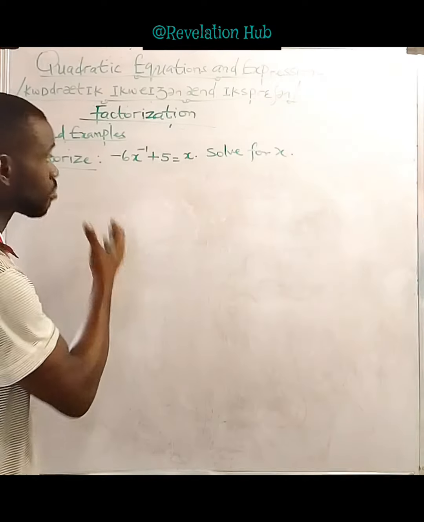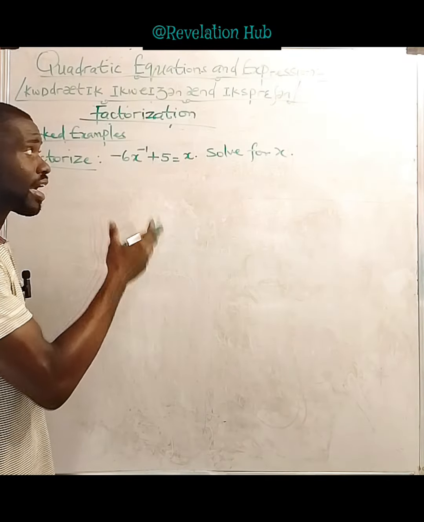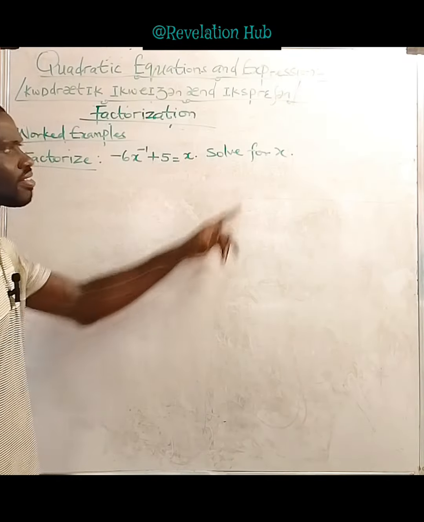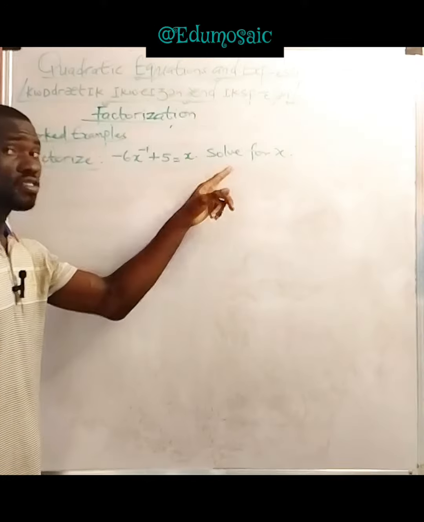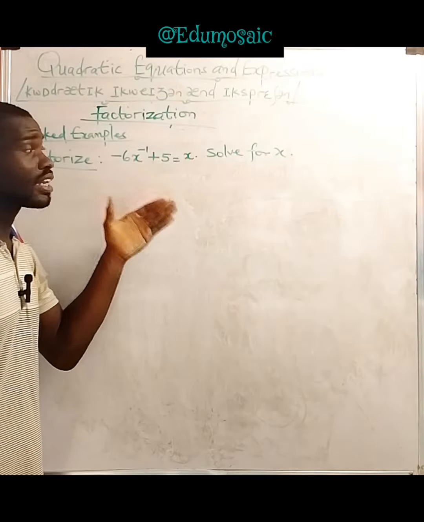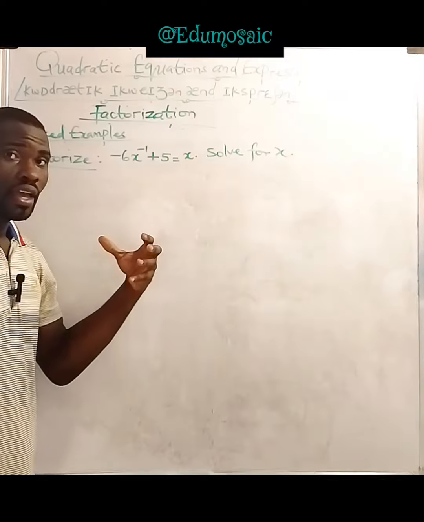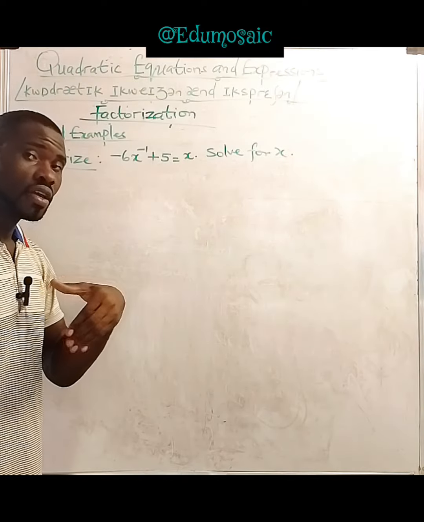Factorize minus 6x raised to minus 1 plus 5 equals x. Solve for x also. Now we are asked to solve for x. There is no way we can solve for x if this is not an equation. Don't forget that we're talking about quadratic. Now quadratic is a second order equation.